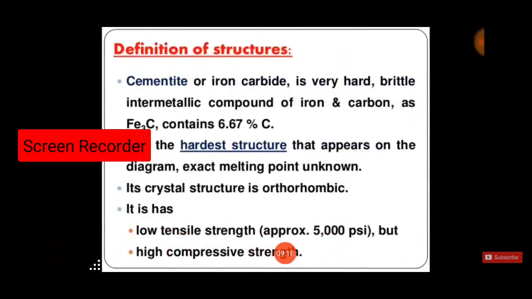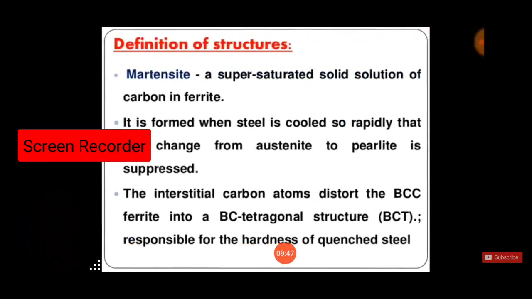Cementite or iron carbide is a very hard, brittle, intermetallic compound of iron and carbon. As Fe3C contains 6.6% carbon, it is the hardest structure that appears on the diagram, exact melting point unknown. Its crystal structure is orthorhombic. It has low tensile strength, approximately 5000 psi only, but high compressive strength.